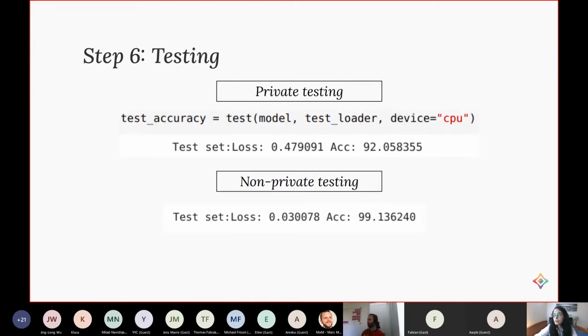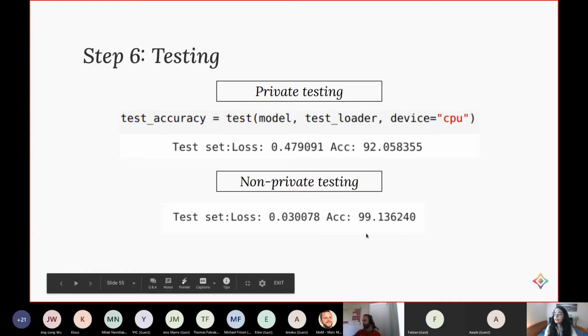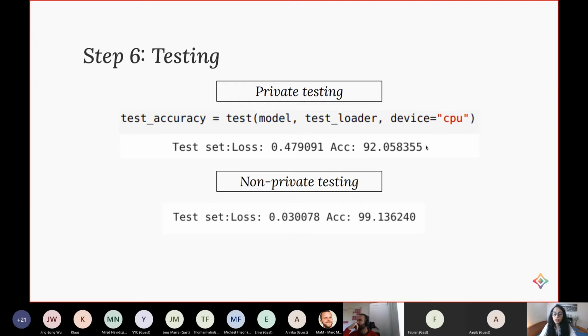And the last part is to test how well your model is doing. As you see, there is a drop in accuracy from 99 to 92, thanks to the privacy that we introduced. So this is always a trade-off, the amount of privacy that you're able to achieve and how much utility or accuracy you're able to get.